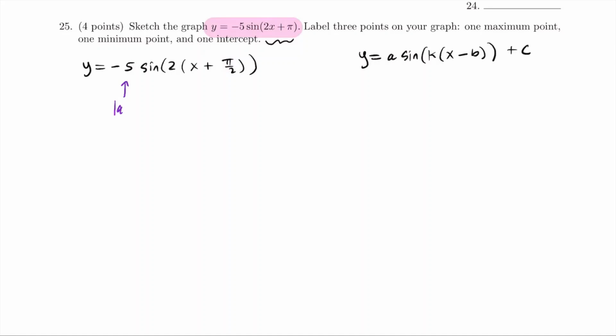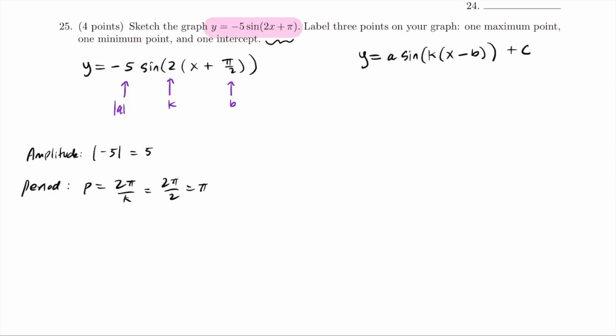The absolute value of this is a, this is your k, and that's your horizontal shift. So we know that the amplitude of this graph is the absolute value of negative 5, which is 5. So the maximum will be 5, the minimum will be negative 5. The period for this graph is P equals 2 pi over k. k is 2, so this is 2 pi over 2, that's pi. And we have a phase shift, or horizontal shift. We're going to the left pi over 2 units, so we subtract pi over 2 from every point on the x-axis.